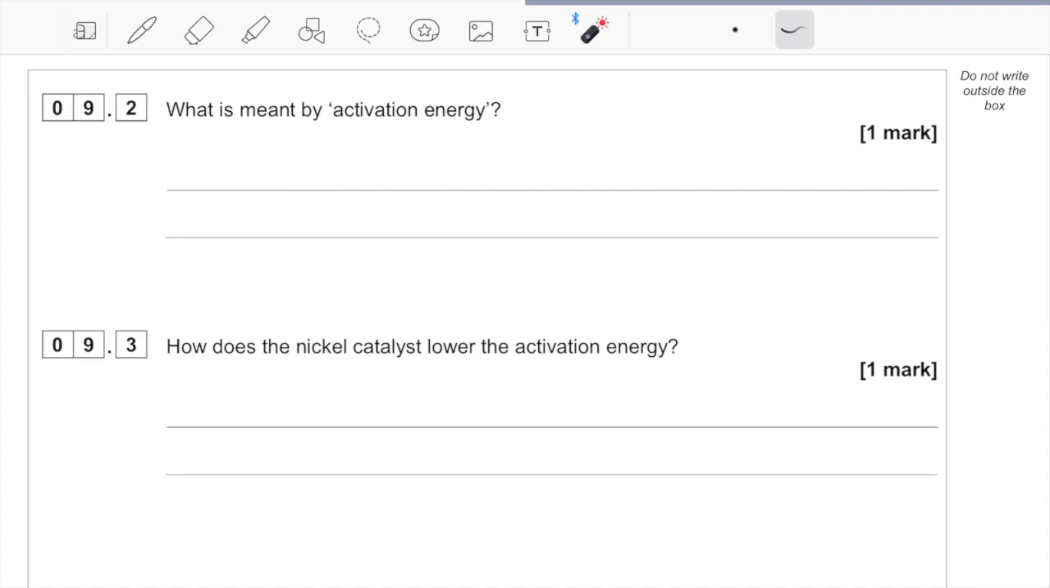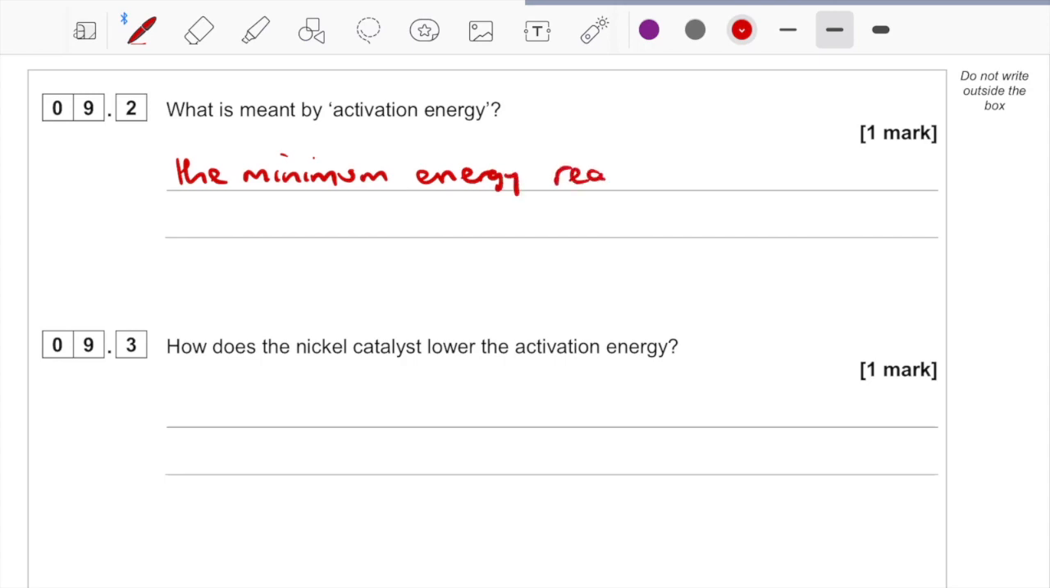Okay. What is meant by activation energy? A lot of you wrote the amount of energy needed for a reaction to take place. And if you write that, you won't get the mark because you were missing a key term. The activation energy is the minimum energy, because you can have more than the activation energy. The minimum energy required for a reaction to take place.